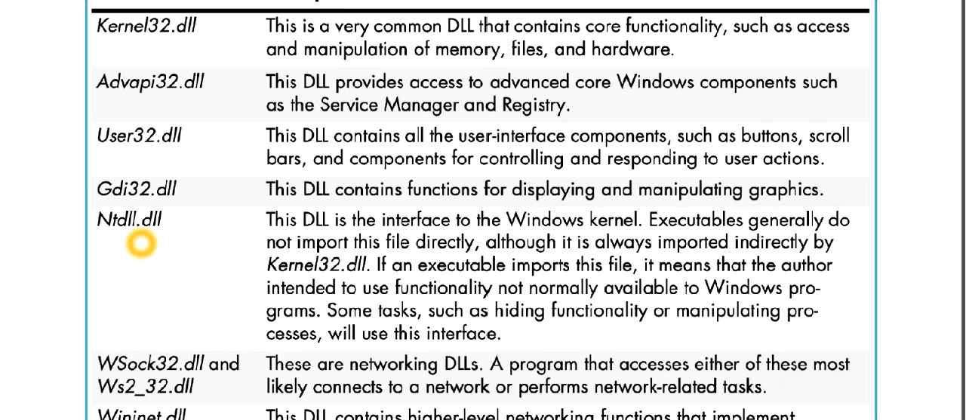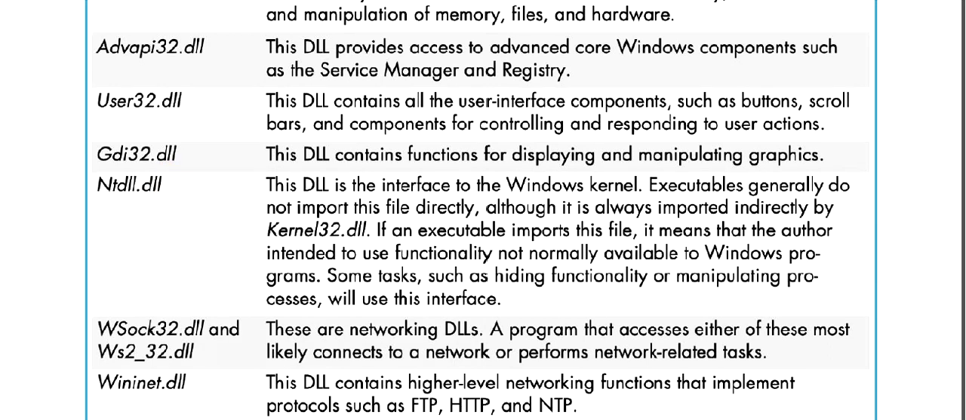Then we have ntdll.dll, and this is very important because this DLL is the interface to the Windows kernel. Executables generally do not import this file directly, although it is always imported indirectly by kernel32.dll. If an executable imports this file, it means that the author intended to use functionality not normally available to Windows programs. Some tasks, such as hiding functionality or manipulating processes, will use this interface. That is about ntdll.dll, a very important one.